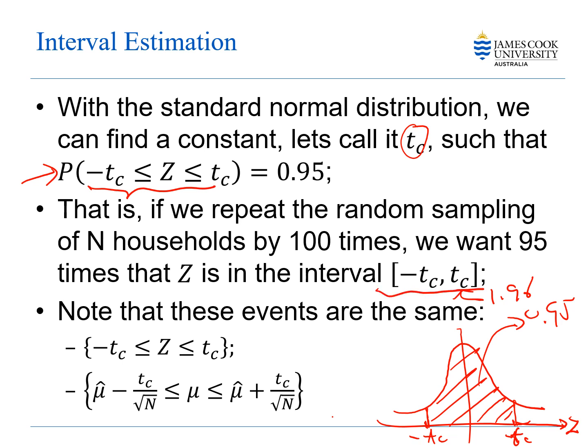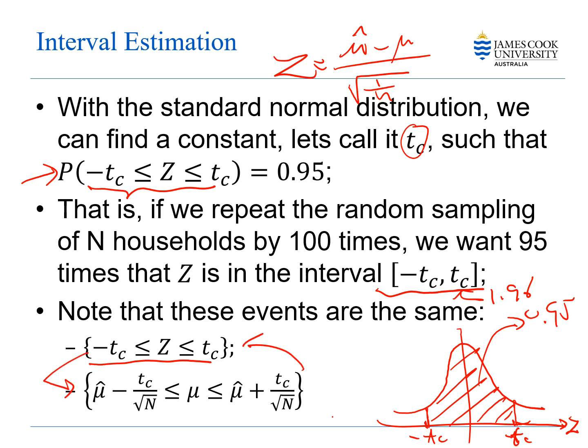Also note this event, remember Z is equal to mu hat minus mu divided by root 1 over n. Doing some algebraic transformation, we can find that this implies this and vice versa. So these two events are equivalent. Also recall that our task is to estimate the true value of the mean, mu, and this is our estimator.